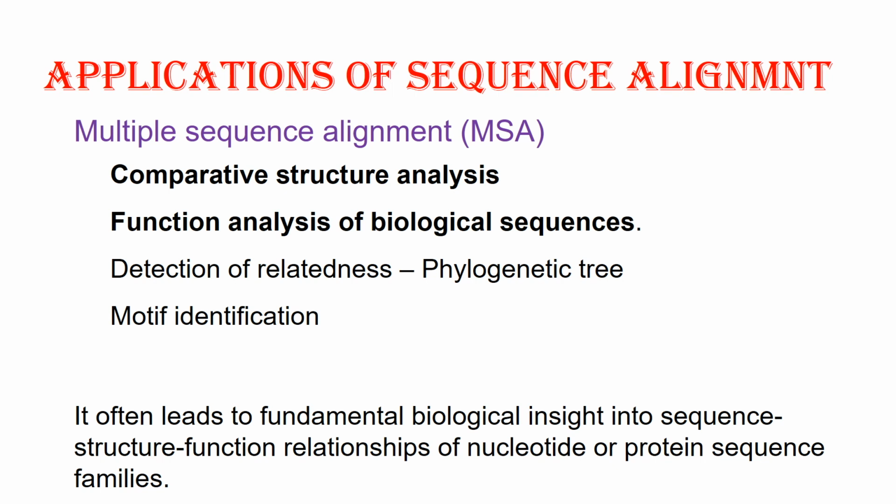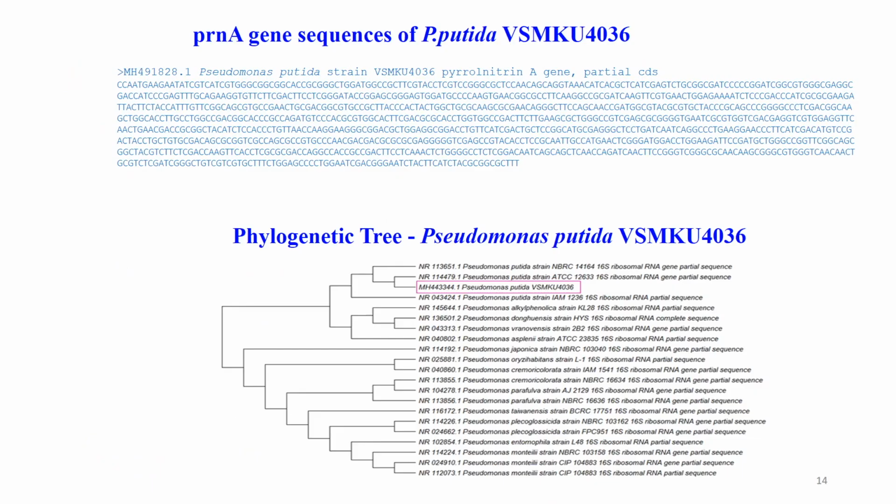Detection of relatedness: already I have told you that phylogenetic tree construction can be performed by multiple sequence alignment. And finally, multiple sequence alignment can be used for motif identification. So these are the applications of multiple sequence alignment. Multiple sequence alignment often leads to fundamental biological insight into the sequence, structure, and function relationship of both nucleotide and protein sequence families. That is why multiple sequence alignment is considered the most important algorithm in bioinformatics.